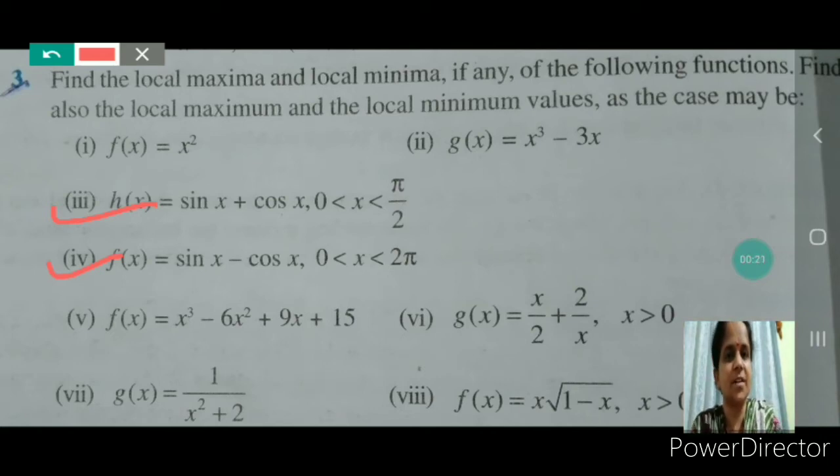So first read the question. The question is: find local maxima and local minima of the following functions, and also find the local maximum value and local minimum value. Okay, so let's start the solution.